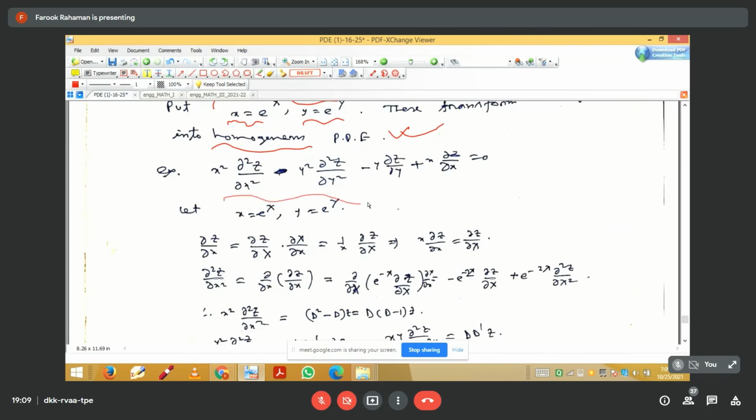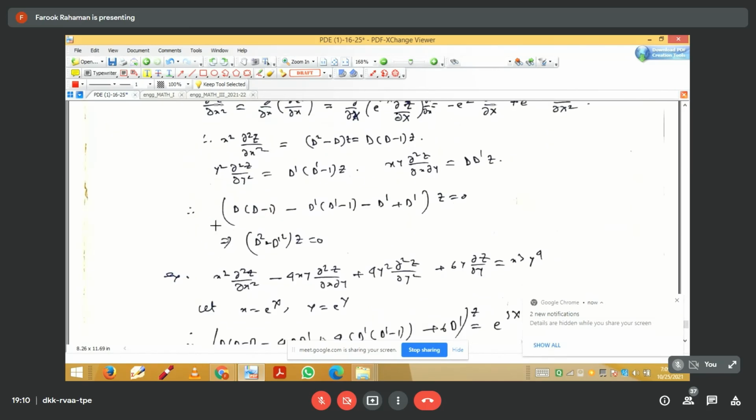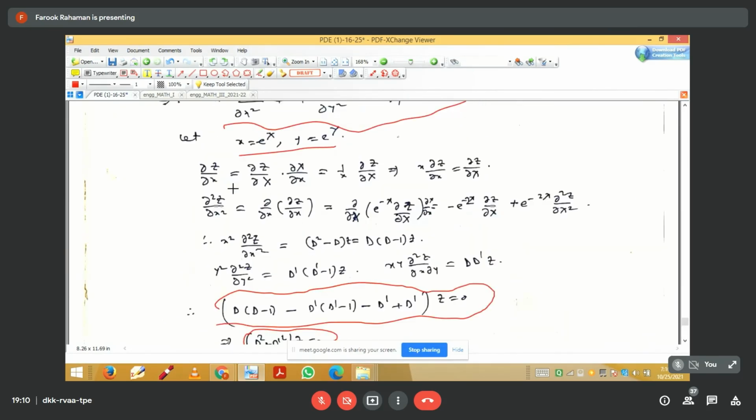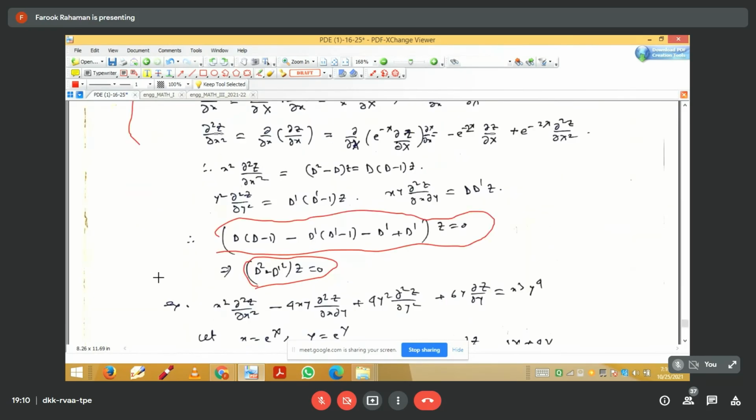Suppose this is a differential equation. If you use the transformation, then the ultimate differential equation will be of this form. That is the homogeneous partial differential equation. Or you can write this form. Very easy. So this big differential equation, after using a transformation, takes this particular form. This is a homogeneous differential equation, and you can easily solve.